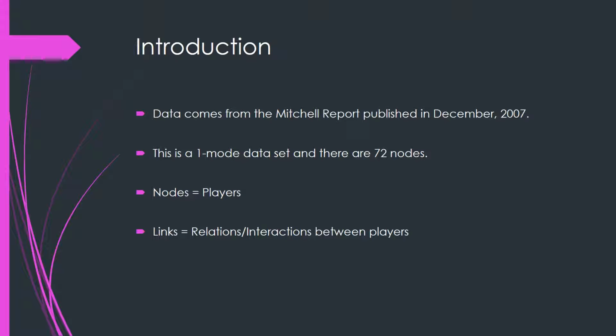So this data comes from the Mitchell report published in December 2007. It's a one-mode dataset and there are 72 nodes. Players constitute as nodes in this network, and the relationships or interactions between the players constitute as the links.